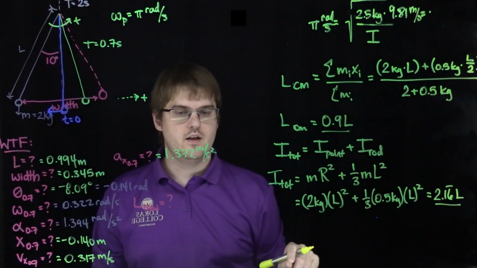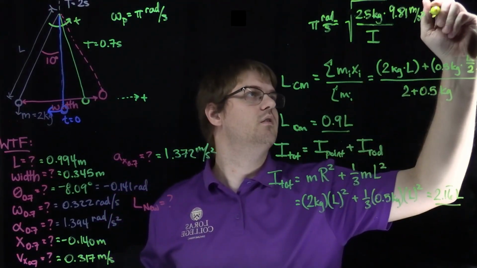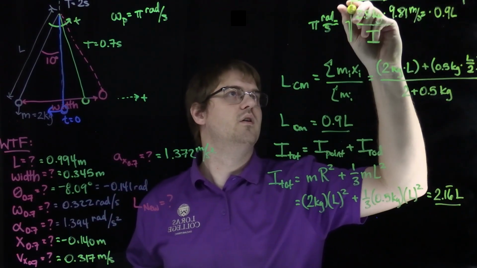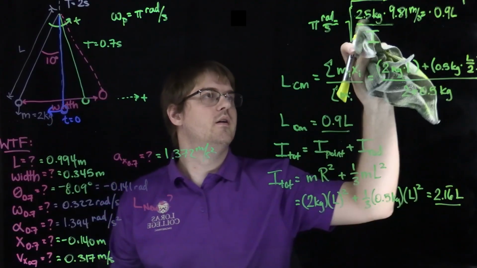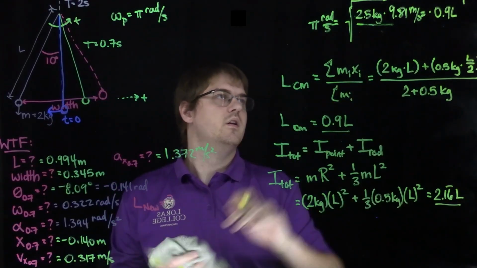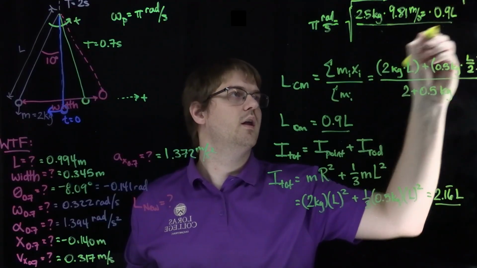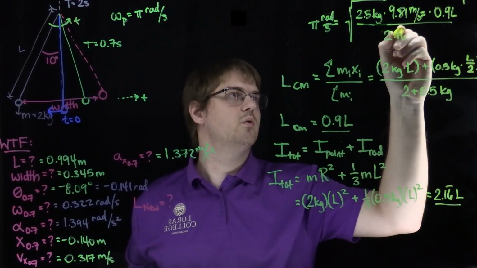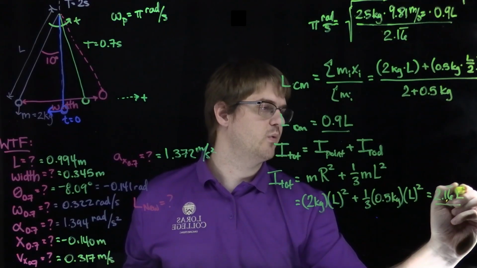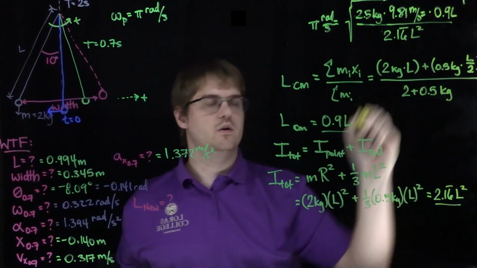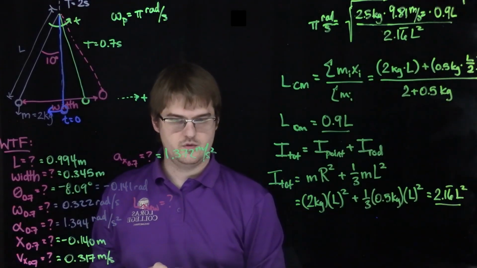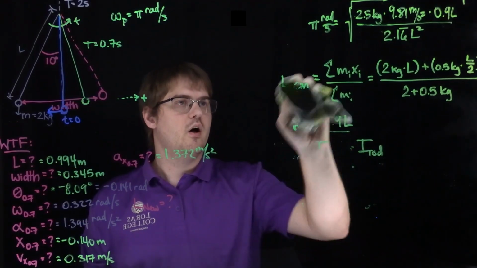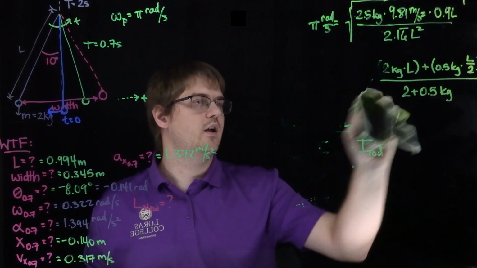And my length center of mass is 0.9 L. And then my I, that I'm dividing by, is 2.16 repeated. Oh, and this should be L squared. L squared. Otherwise, the L's would cancel. And I can go through and plug all of this into a calculator and solve for the L.